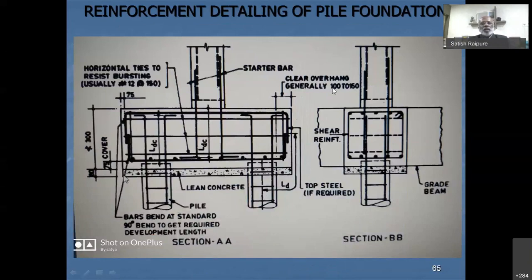In case of a pile foundation also, you will have to take care about the Ldc in the pile reinforcement as well as the column reinforcement. In both cases, you will have to take care about the development length in compression.